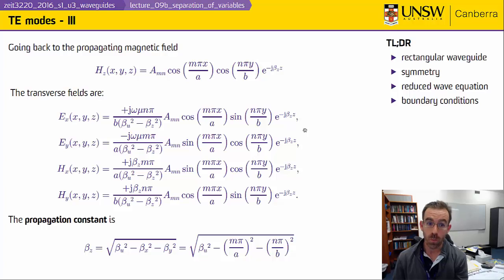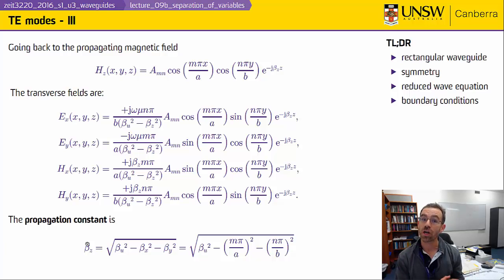Just as we saw back in lecture 8, eventually we're going to get to the point where n gets so large that n pi over b squared is greater than omega squared mu epsilon for a particular frequency. It's actually the sum of n pi over b squared and m pi over a squared. Let's set m equal to 0. I can keep increasing n until the value of this function under the radical becomes negative. When that happens, beta z becomes imaginary, and that mode is evanescent, and that mode is cut off.